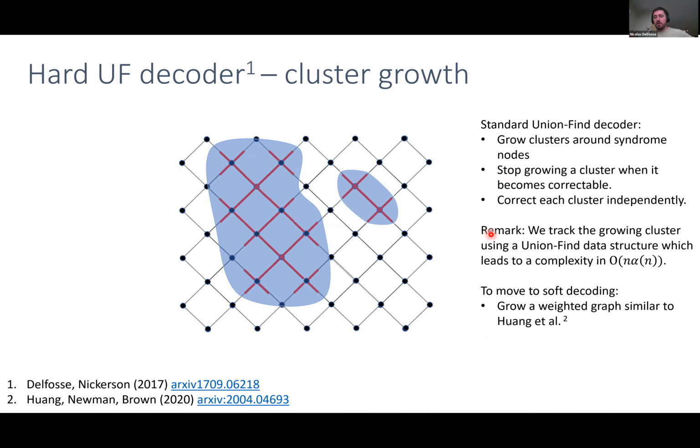To move to soft information, first let me tell you why it's called union find. It's because to track these clusters in linear time or in almost linear time, to update them and to track which vertex belongs to which cluster, we design a variant of a union find data structure. It's based on the union find data structure. So we call it union find decoder. And to move to the soft decoding, we need to grow a weighted graph instead of growing by a half edge everywhere, growing uniformly. This is similar to the work of Huang and Brown.